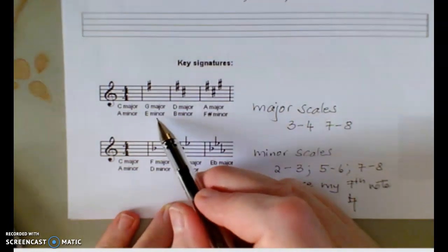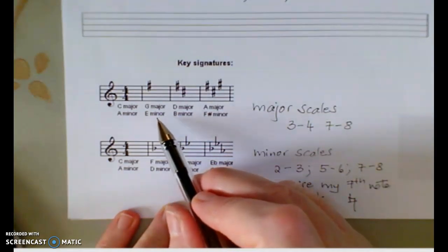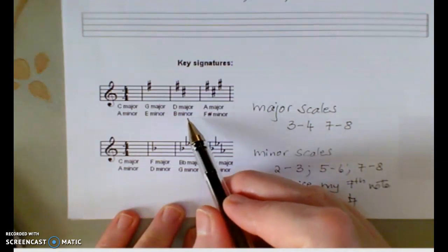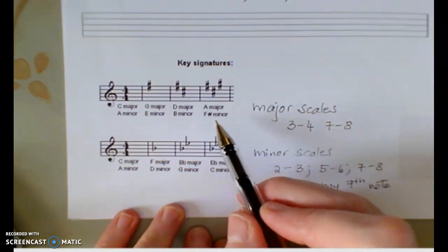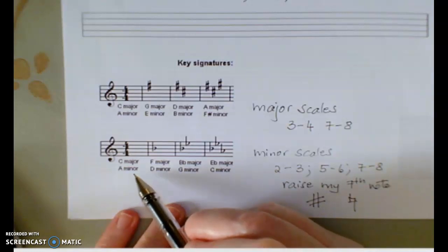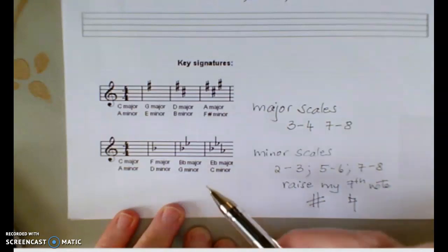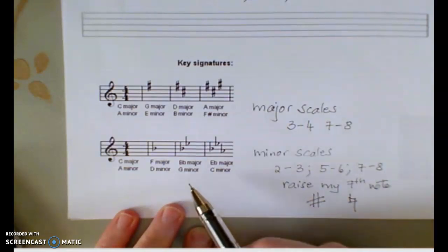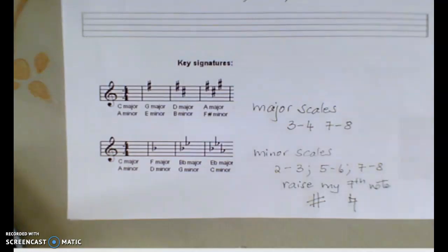So E minor, the 7th of E minor, you can work that out, is a D sharp. B minor, the 7th is an A sharp. F sharp minor, the 7th is an E sharp. A minor we've just done is G sharp. D minor, the 7th is C sharp. G minor, the 7th is F sharp. And the C minor, the B flat, becomes a B natural.